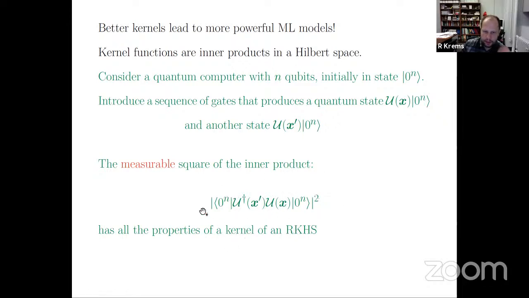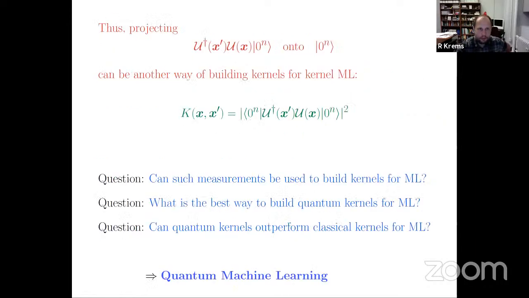This thing has all the properties of a kernel of an RKHS. So if you take this and project it onto this state, this could be another way of building kernels for kernel machine learning. You would be building this not by some mathematical functions, but by quantum measurements.